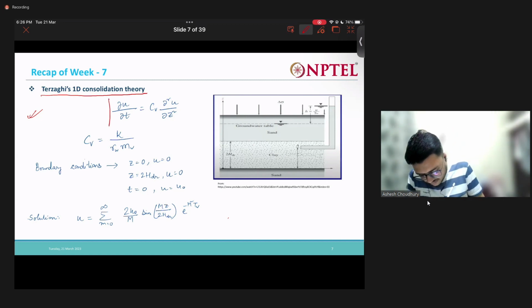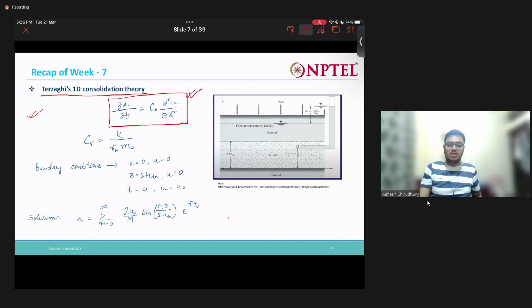So this is the differential equation, which is very important, the one-dimensional consolidation equation. Remember, it's one-dimensional because we just have the z term here. Our flow of drainage is occurring only in one direction, only in the vertical direction. Other directions are not considered. That's why it's known as one-dimensional consolidation. In this partial differential equation we have the z term only.